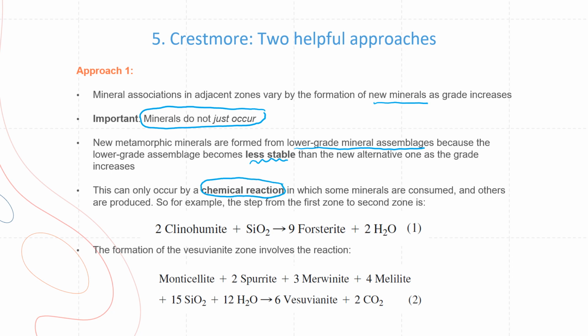In chemical reactions, some minerals are consumed and others are produced. So for example, the step from the first zone to the second zone would be as follows. And the formation of the vesuvianite zone involves the reaction below. So this shows that there is a chemical reaction involved going between these zones.